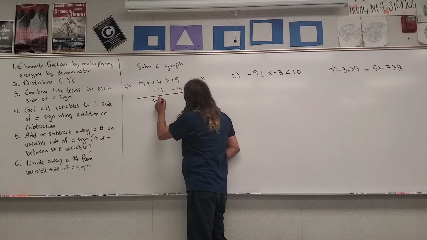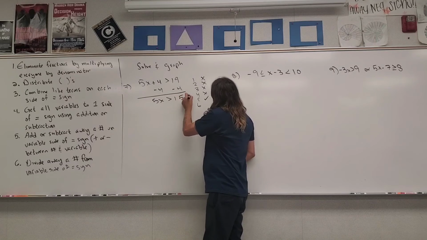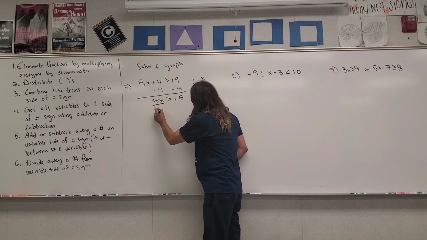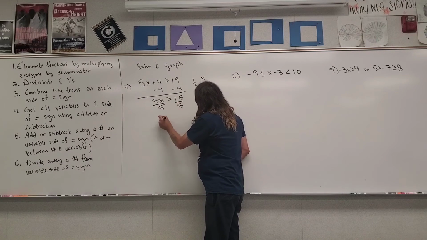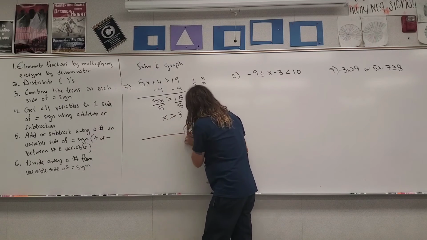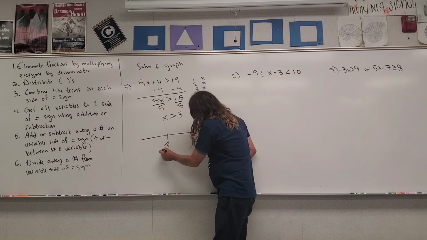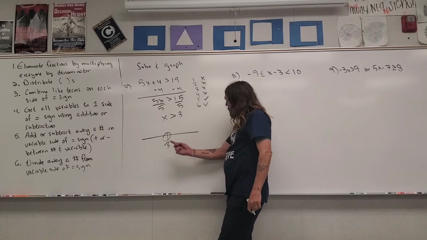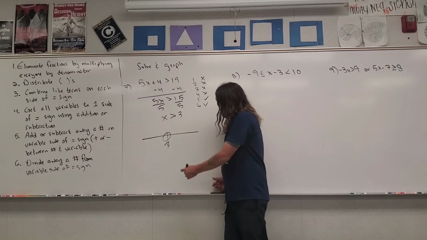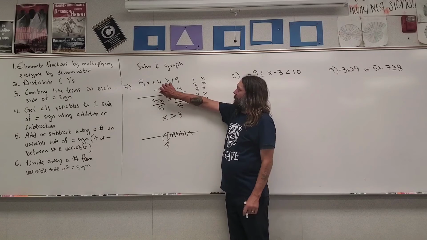Now we have 5x is right of or greater than 15. I can divide away the 5. And now we have that the solution is right of 3. Okay, so remember, or the x is greater than 3. It's an open circle because the boundary is not part of the solution. Any number to the right of that will make this true.